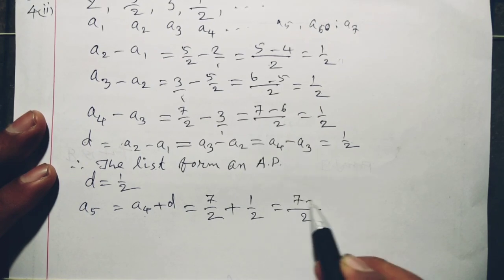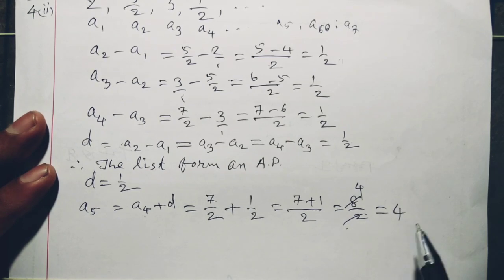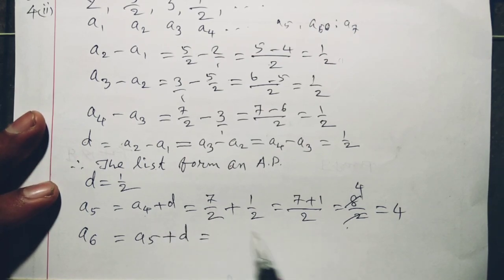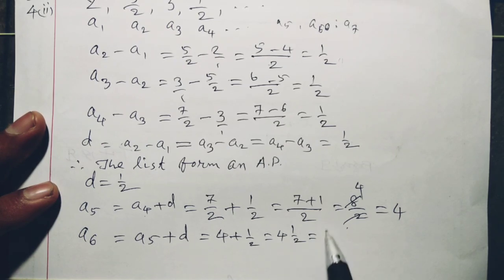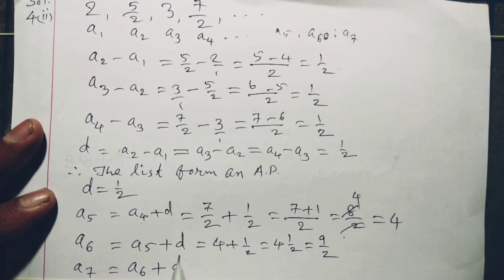2, 7 plus 1, 8 by 2, 2 ones, 2 fours, 4. A6 is equal to A5 plus D. A5 is 4, D is 1 by 2, 4 and half. 4 and half means 2 4s are 8, 9 by 2 or 4 and half. A7 is equal to A6 plus D.